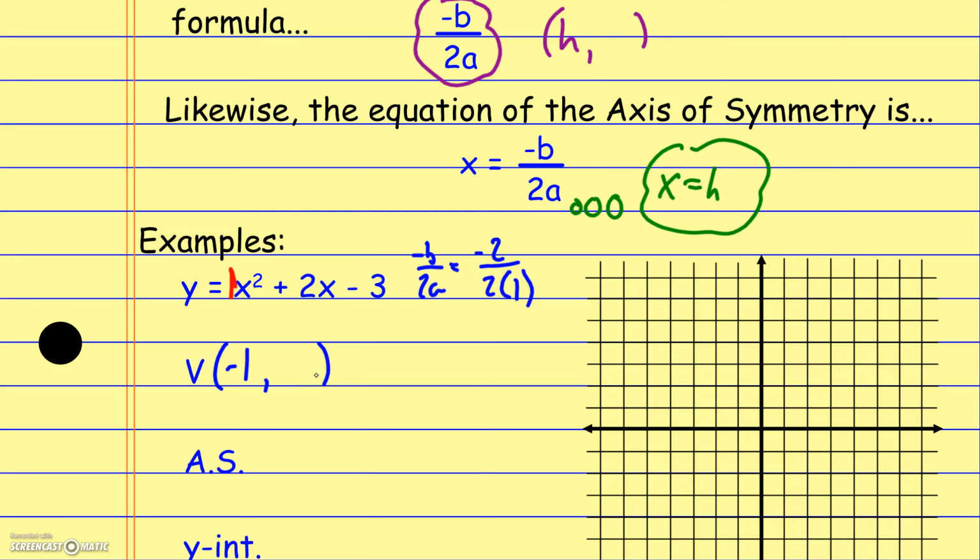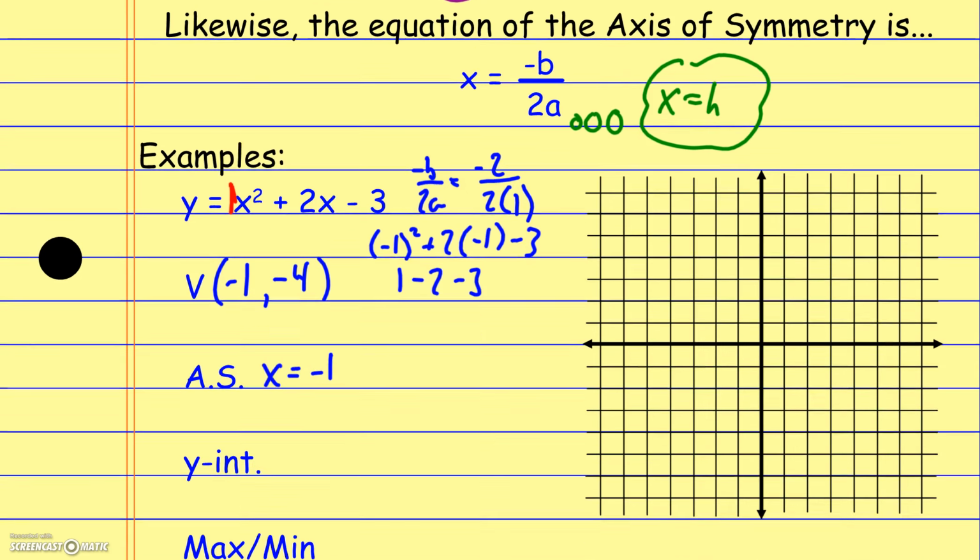That's h. And now to find the y value, to find k, I just have to plug this x value into the function. And now I simplify. This gives me a 1 minus 2 minus 3, which is going to give me a negative 4 when it's all said and done. Okay? So I've got negative 1, negative 4 for my vertex, so that's a good start. The axis of symmetry is just going to be x equals the x value from the vertex.